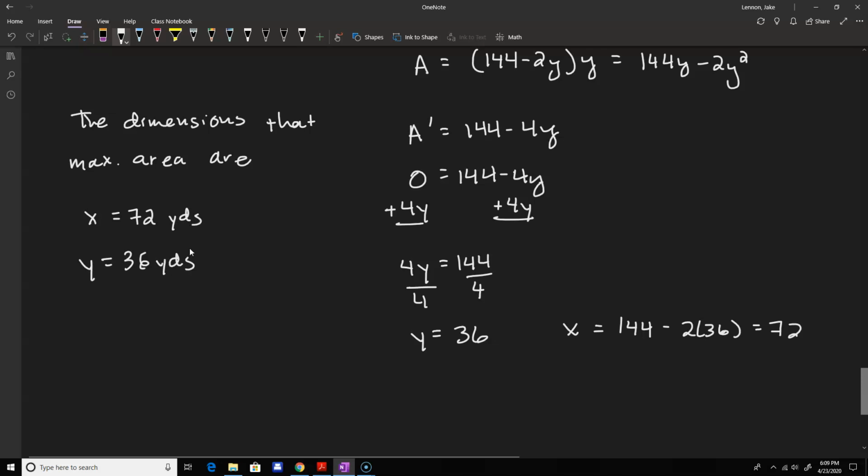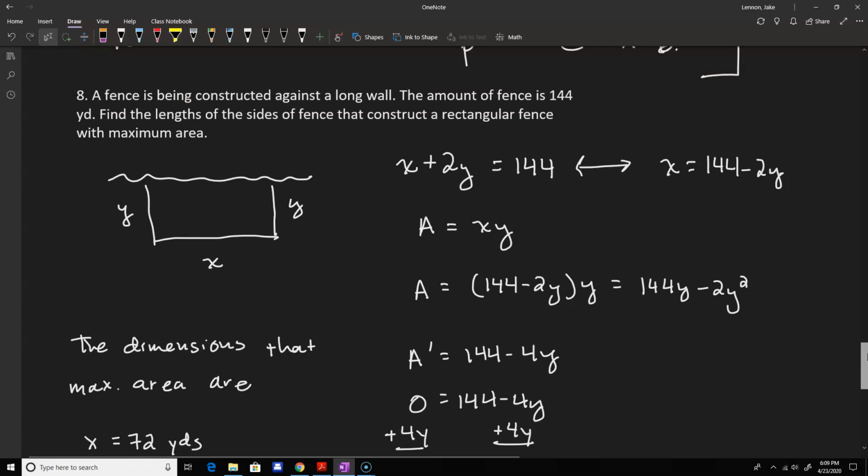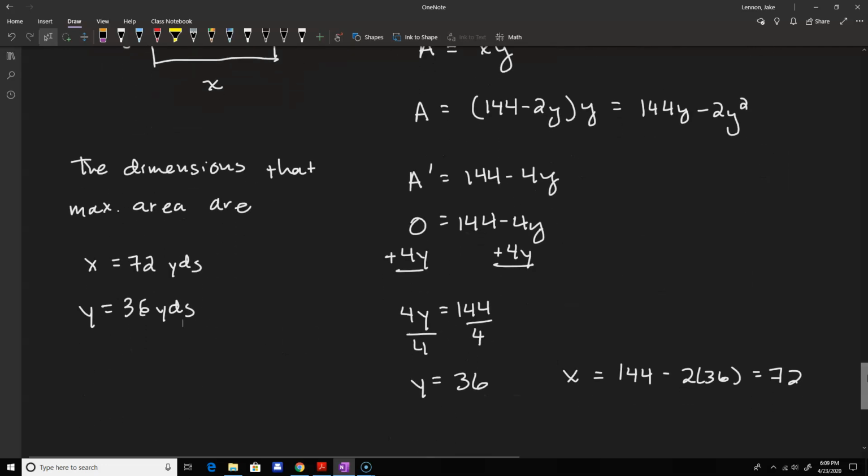So typically, if you were going to, so do they ask for the maximum area or not? They say find the lengths of the side. So they just ask for the dimensions. If they asked for what the maximum area is, then you would multiply those two, and 36 times 72 comes out to 2592. But they don't ask for the actual max area, so you're free to stop right there. Okay, so that's it for optimizing the area of this rectangular fenced-in region.